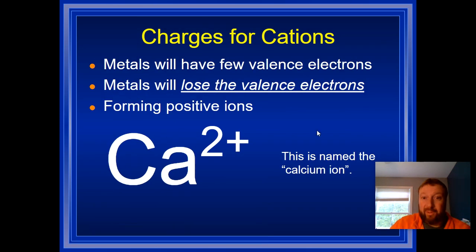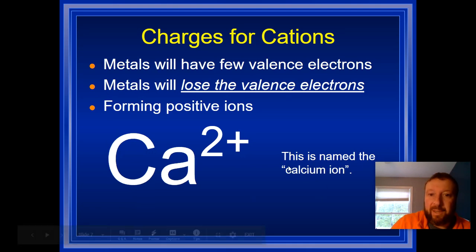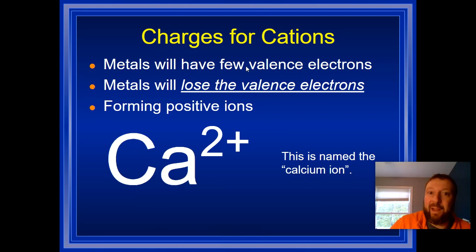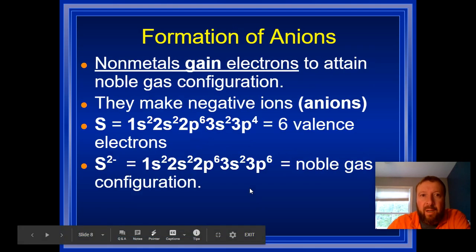Calcium, for example, is in group 2A, so it has 2 valence electrons. We're going to say gain 6 or lose 2. Pick the smaller number, so it's going to lose 2. And when it loses 2, it becomes a 2 plus ion. So all cations are metals. They tend to have few valence electrons, 1, 2, or 3, which means they will lose them and always form these positive ions, which we call a cation. Don't worry about the name right now. We come back to that in chapter 9.